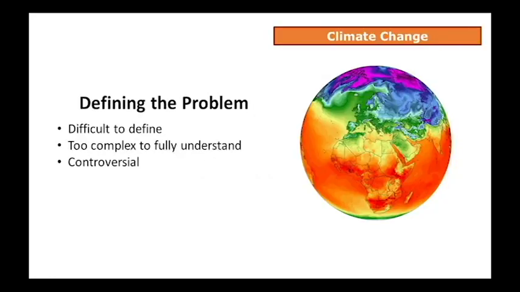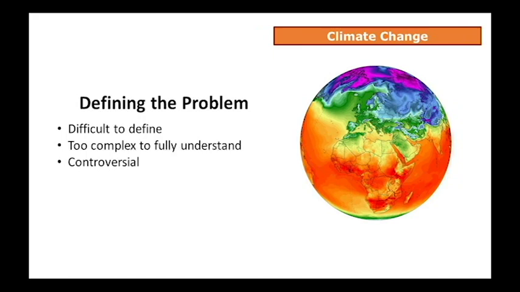So climate change, on the other hand, is a little bit more difficult to define. Whenever you say, well, what is climate change? It can be a lot of different things. It can mean a lot of different things to different people. And like we saw on that chart, there are many different causes and many different effects of it. So it can also be too complex to fully understand.